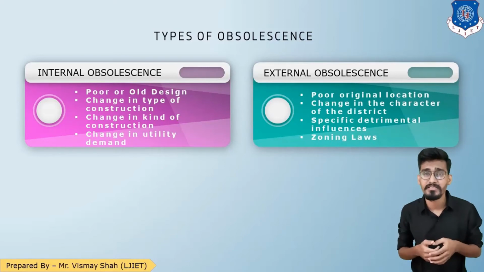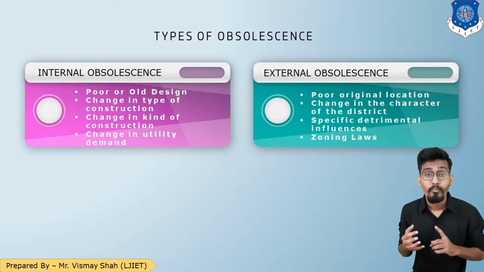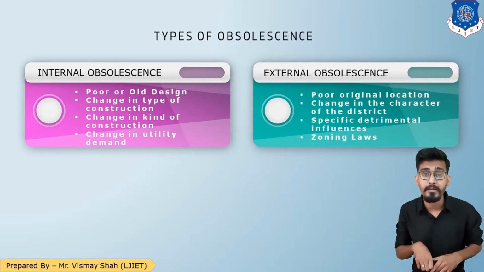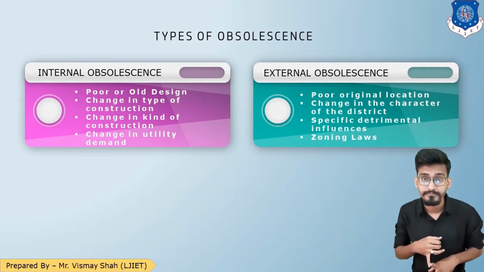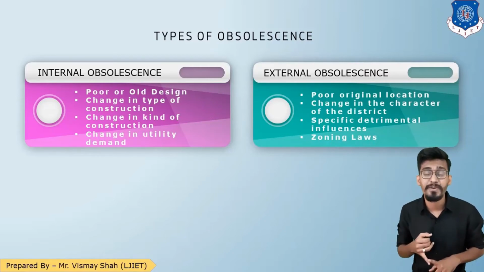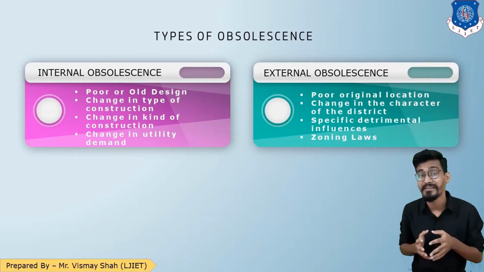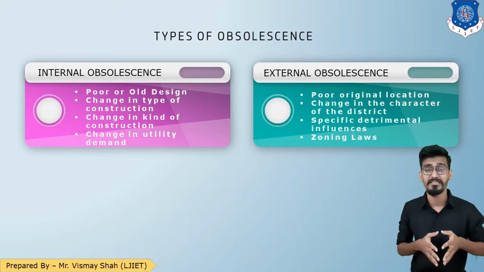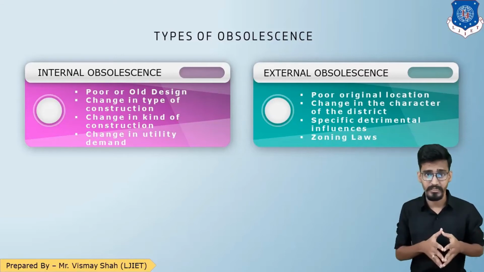The external obsolescence is poor original location, that is, where you are locating your property or building, specific detrimental influences, change in the specific character of the district, and poor zoning laws. These are the factors which affect externally as an obsolescence, and for those reasons the value of the building or the property decreases. So that was about the two types of obsolescence.